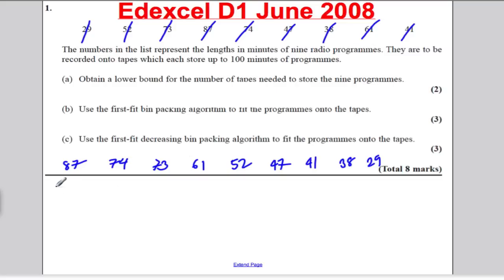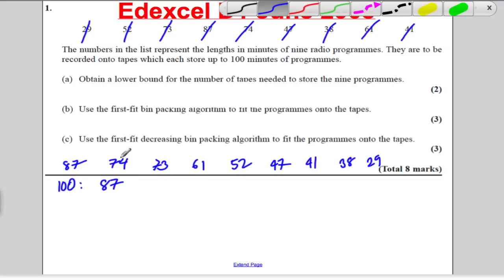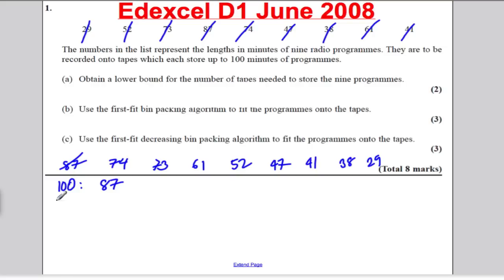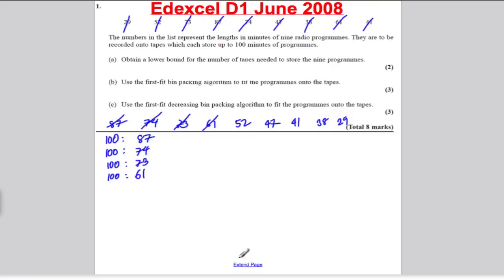So let's try the same process. So first tape 100, the 87 would go there. Let's cross off our 87. Then the next tape of 100, well, the 74 couldn't go here, so it must go here. The next 73 couldn't go here, so it must go here. The 61, well, couldn't go here, or here, so it'd have to go on a new tape of its own. The 52, again, requires a new tape.